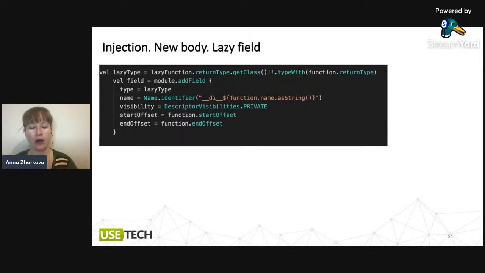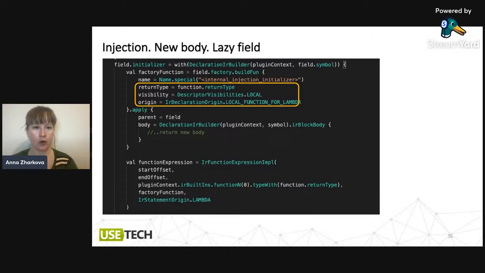Let's take a look at our field. Our field will use the lazy type, and this will be the type of our field. Also, we need to provide some kind of stubs for the name, because there will be no name for this function, and also it will be a private field with the same offsets as for the default function, because it will be in the range of this function.